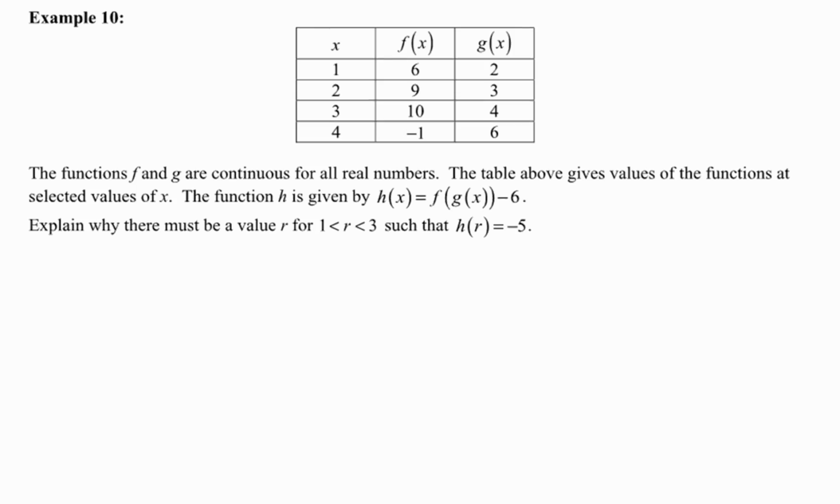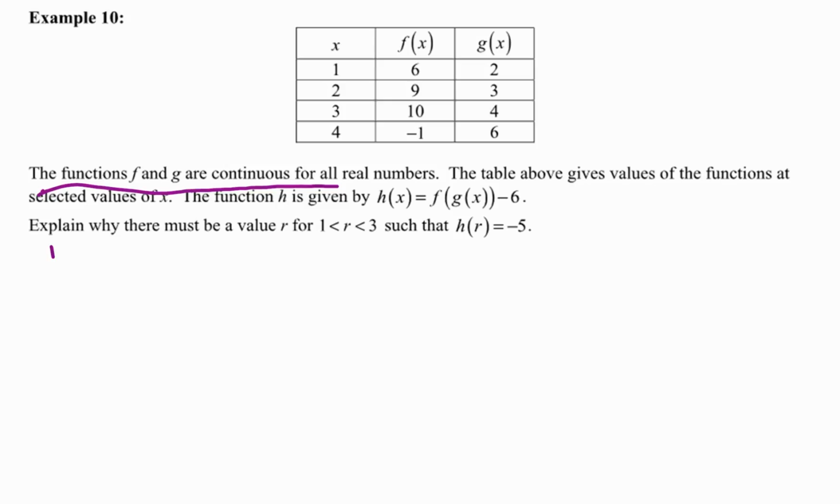Okay, and then we have example 10 here. Sometimes you're going to see a graph. Sometimes you'll just see a function. And sometimes you see a table. You have to be fluent between all of those things. So this is important. You're going to see things like that. It's continuous. So maybe we have to use the IVT here.